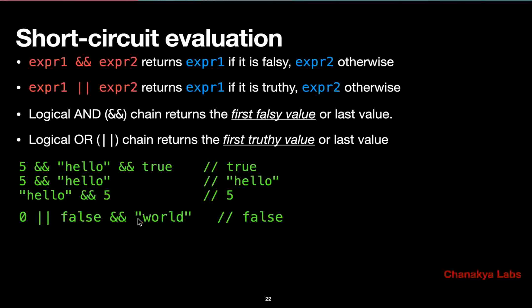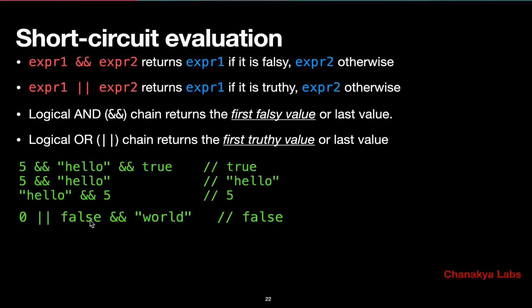I know that from the operator precedence, firstly AND will be evaluated and then OR will be evaluated. So firstly these two will be evaluated, right? Now when these will be evaluated, then false and world. Let's go back to the AND chain. AND chain, what does it say? First falsy value. First falsy value I have got here only. So I don't even go to world. From here only, from the first value, I say that the whole expression value is false, because this is false.